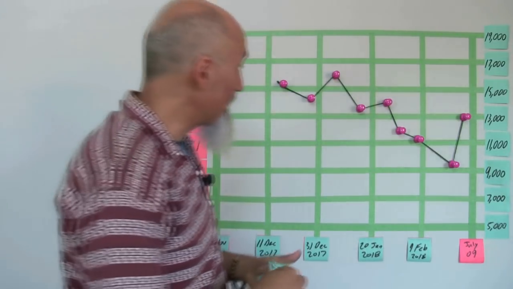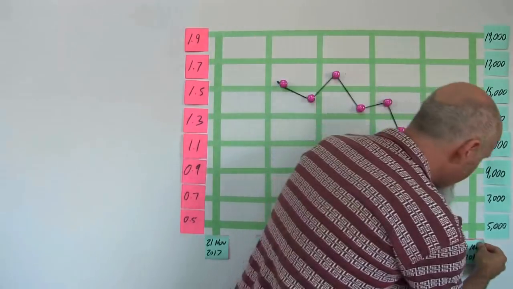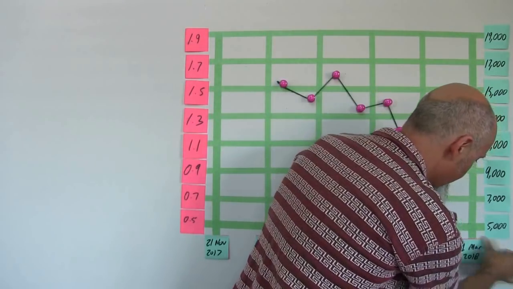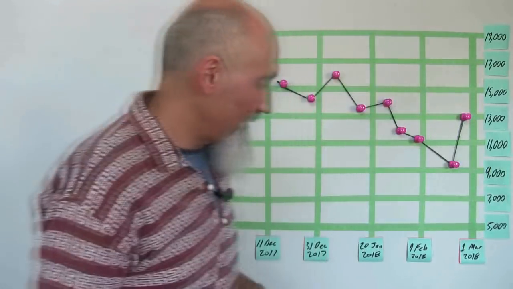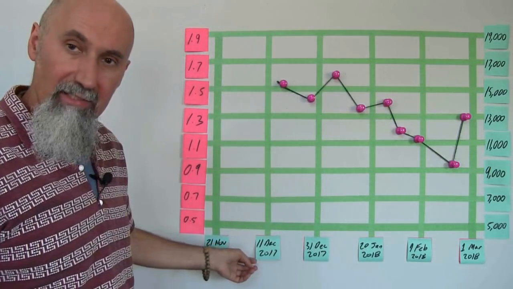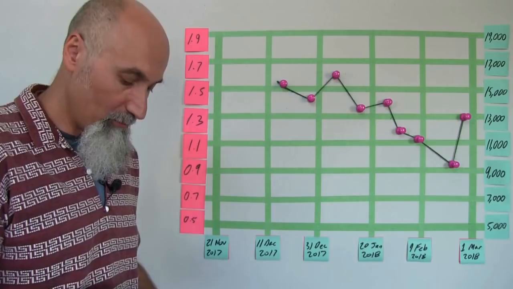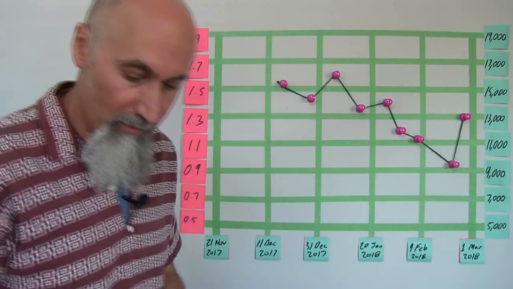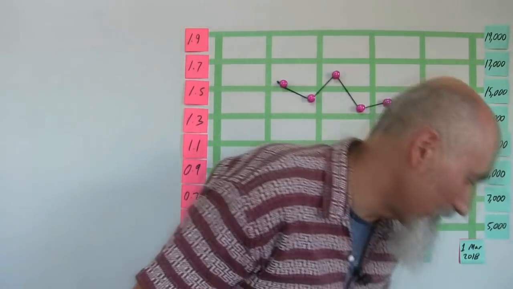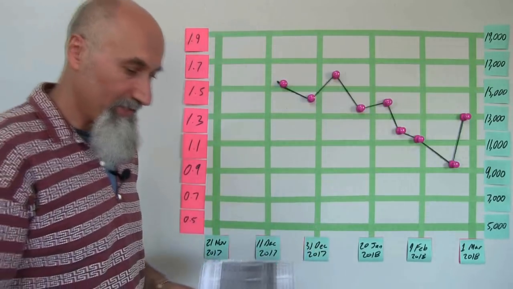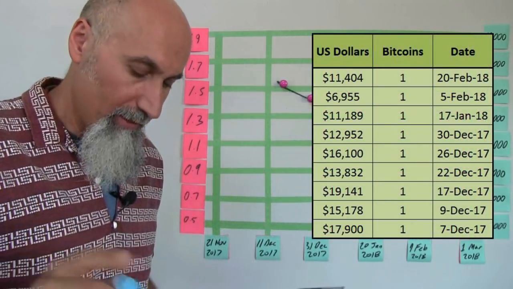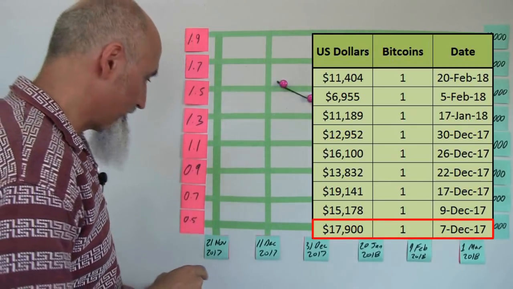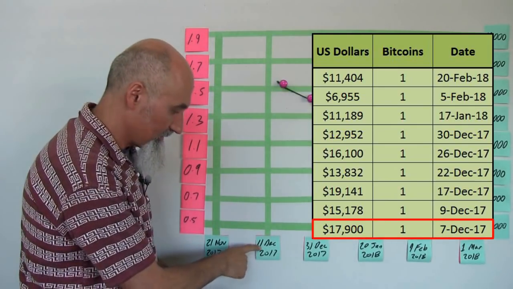And throw this on here. Okay. And since we did these guys, the stickies, with blue, we'll put blue for these guys as well. So let me grab the table and read these things off, okay? So the first data point we have is December 7th, 2017. So this is December 11th, 2017.